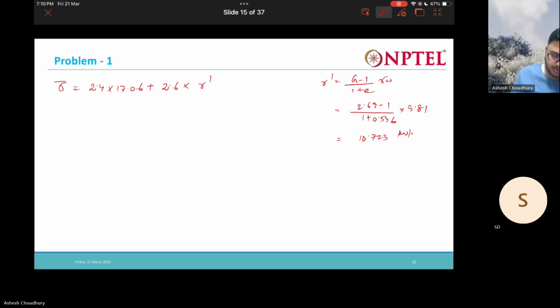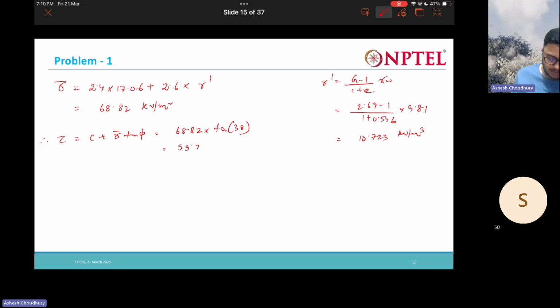Okay, so this one will come out as 68.82 kN per meter square. Therefore, the shear strength, since the sandy soil c can be considered 0, is 3.76.